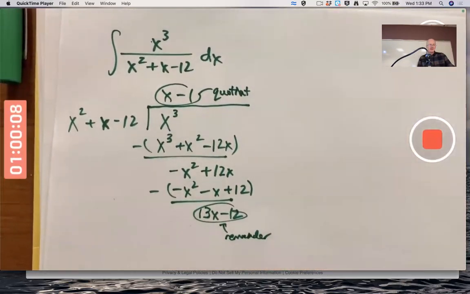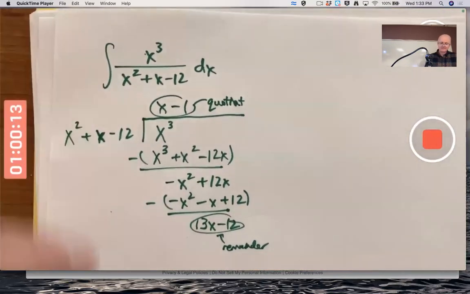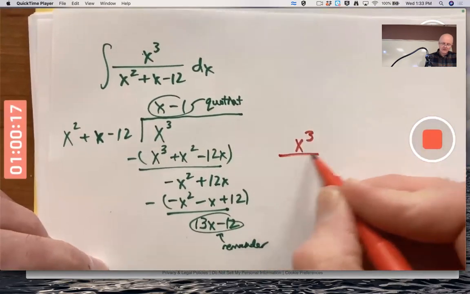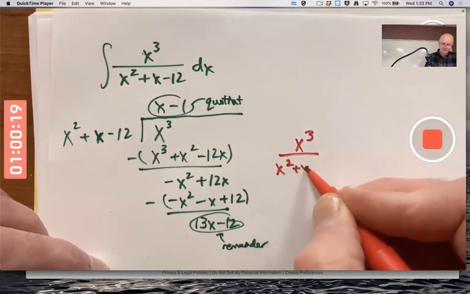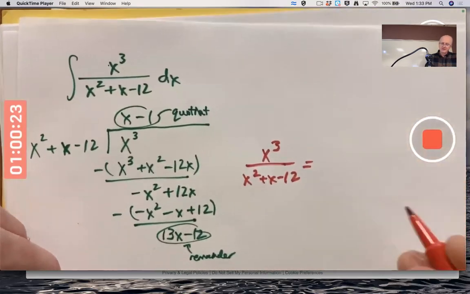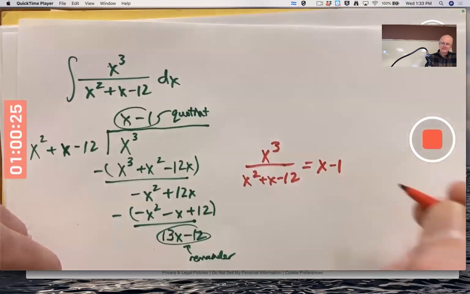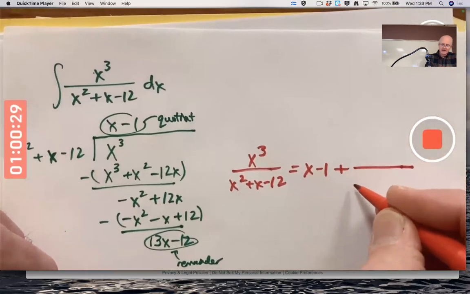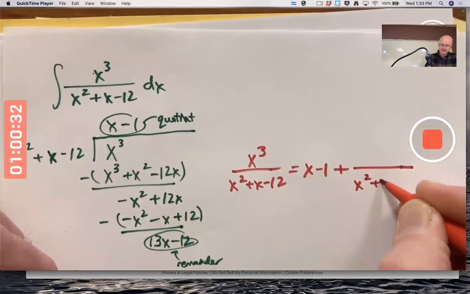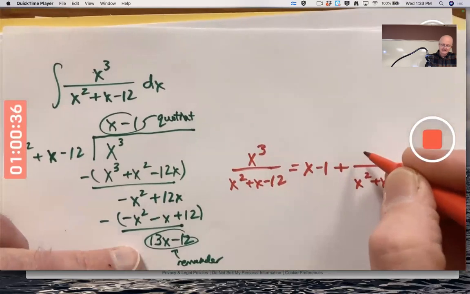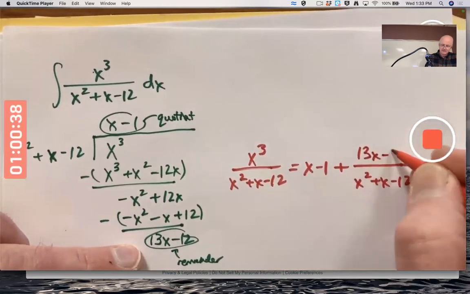What does all this mean? It means x cubed over x squared plus x minus 12 is the quotient x minus 1 plus another fraction with the same denominator as before, x squared plus x minus 12, but whose numerator is the remainder. In this case, that's 13x minus 12.